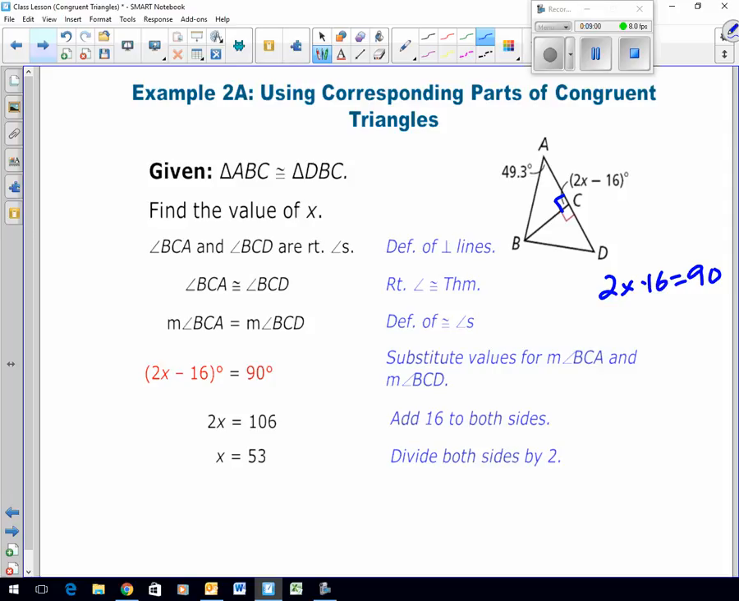This represents the degrees of a right angle, right? Say it a few more times. Everybody should know that by now. I hope so. If you need to know how to solve 2x minus 16 equals 90, go talk to your algebra 1 teacher. Okay? Alright.